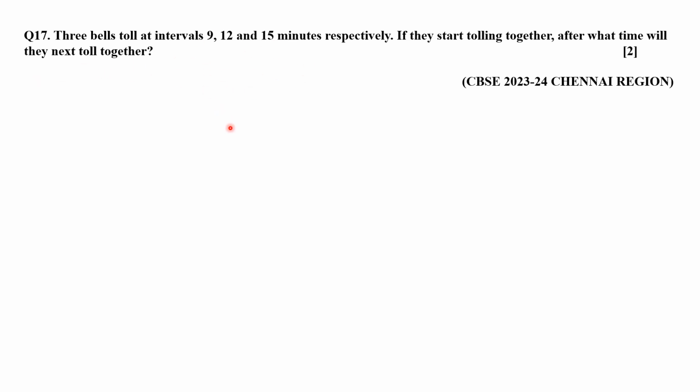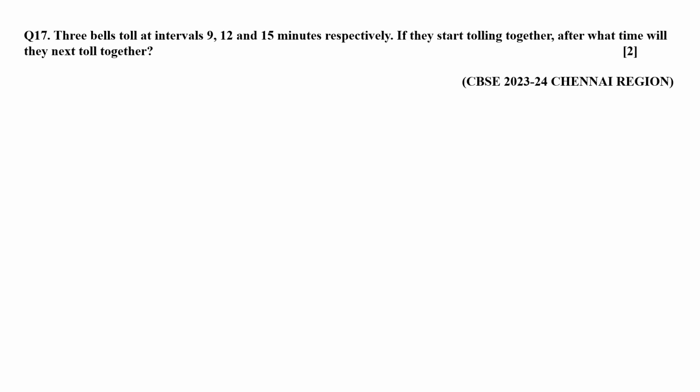Okay, so there are 3 bells. The first bell tolls after every 9 minutes, the second one after every 12 minutes, and the third one after every 15 minutes. If they start tolling together, after what time will they next toll together?